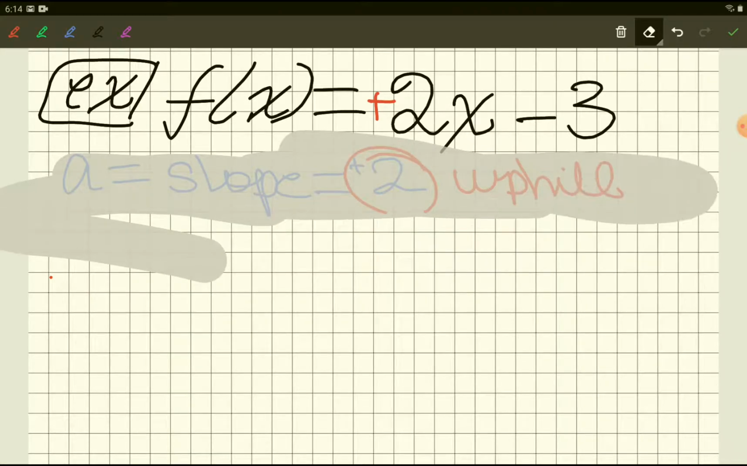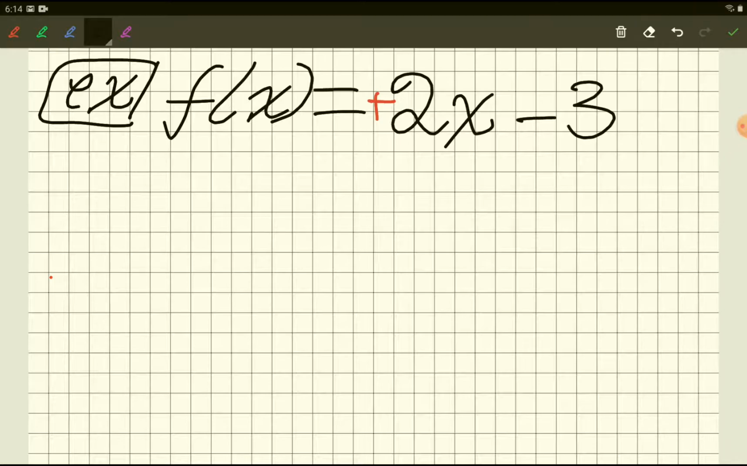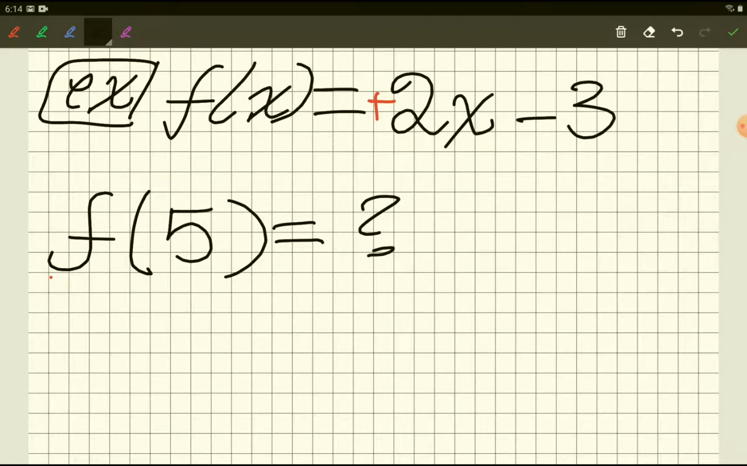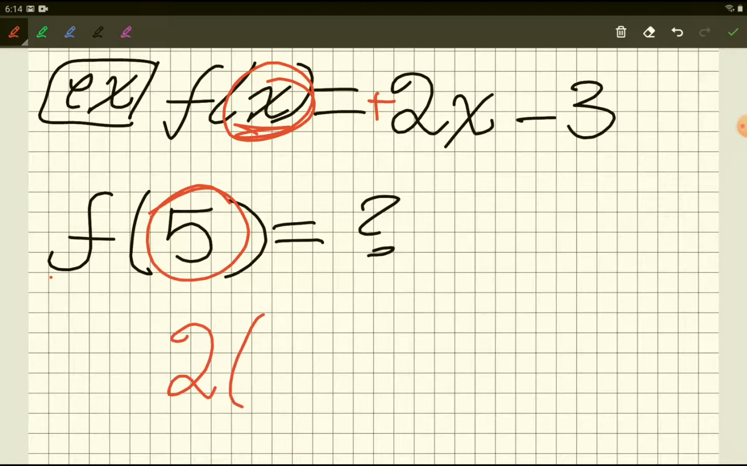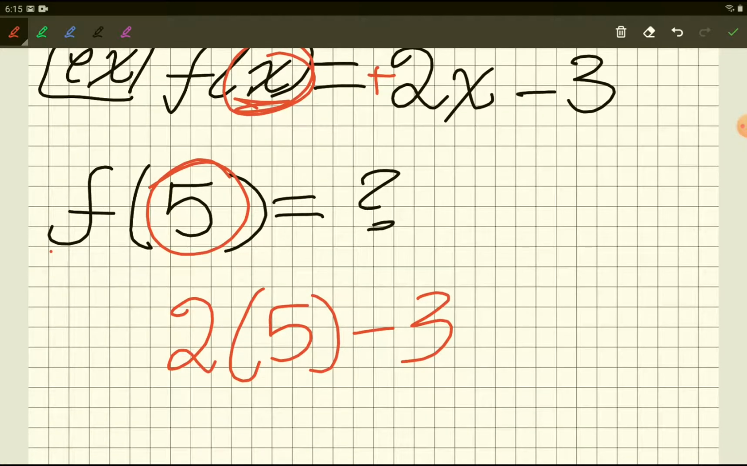Okay, so just very quickly, if a problem asks you to find f of 5, what is f of 5? All they did, if you notice, was replace x with 5. So they're telling you what to do. They're telling you to just replace x with 5 so that your problem now looks like this.